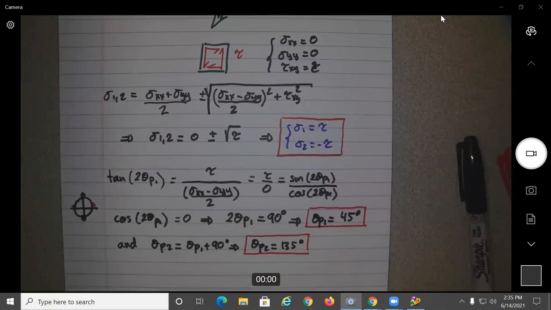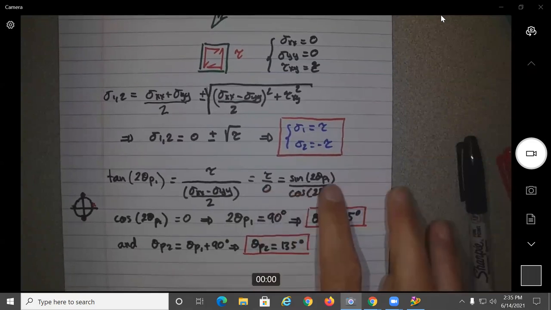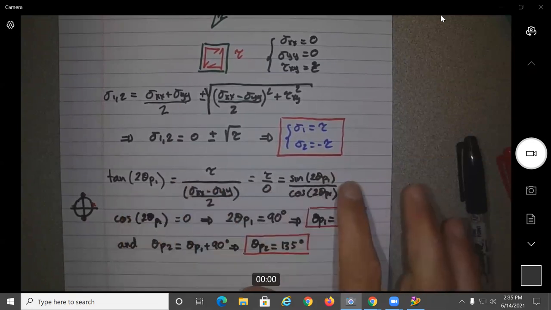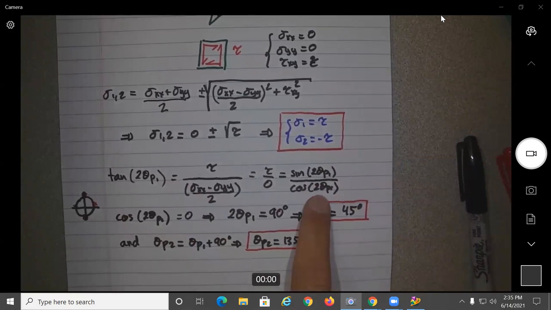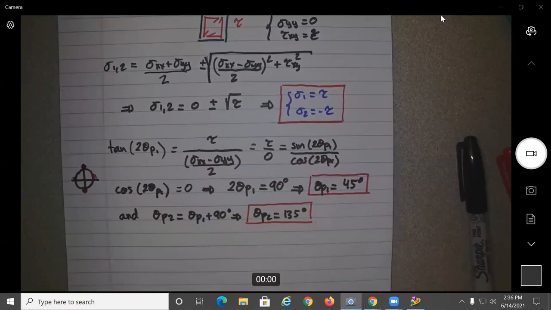Okay, now let's see why I wrote this expression over here. Why did I not write tangent of 2 theta p1 equal to 0? Because it's not true, no? When you divide something by 0, it's not equal to 0, it becomes infinite. Okay? So in order to solve this one, we need to recognize that this one will be 0, no? Okay? But again, what does that mean?